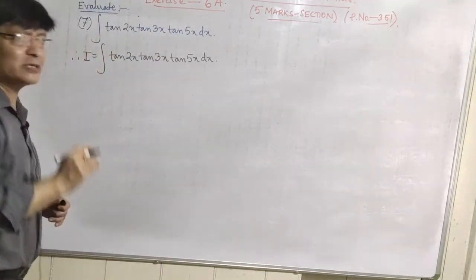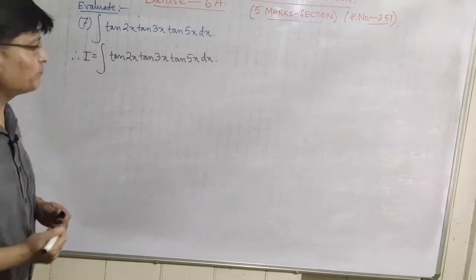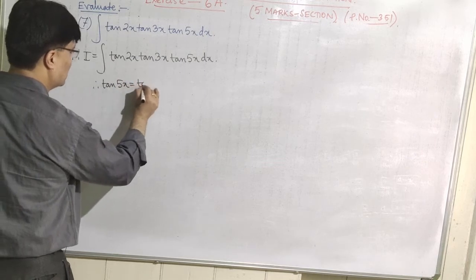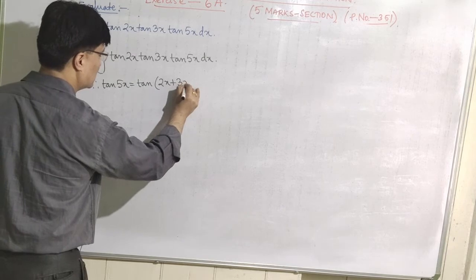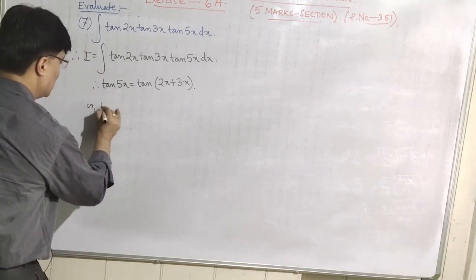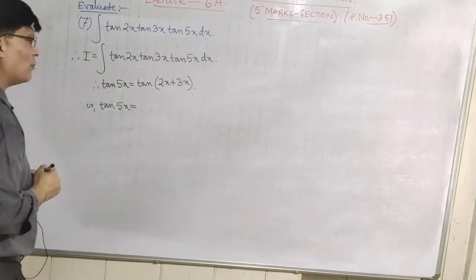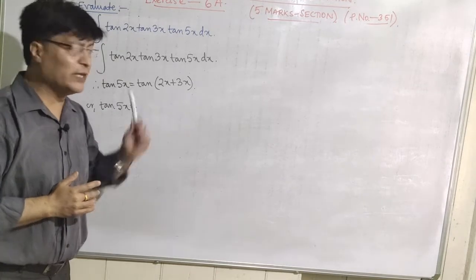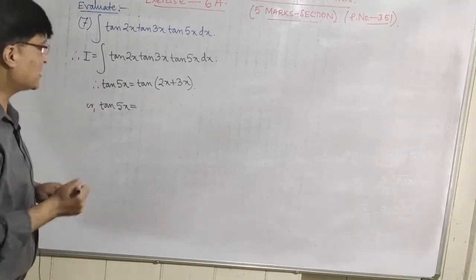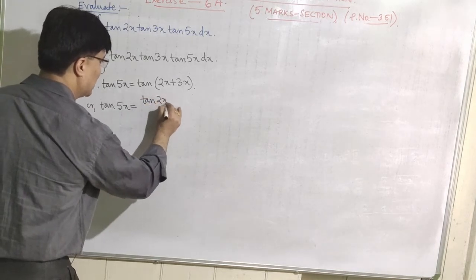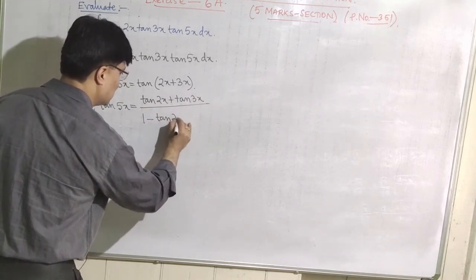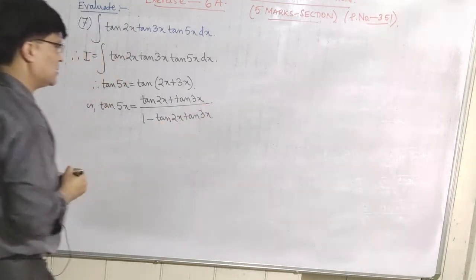So how will you convert this product into summation or difference? You know that tan 5x can be written as tan of 2x plus 3x, isn't it? That is, this 5x is written as 2x plus 3x. Next, tan 5x is equal to, what is the formula on the right hand side? You can use the formula of tan of a plus b here. You have done it in class 11 in the compound angle chapter. What is tan of a plus b? Tan a plus tan b divided by 1 minus tan a tan b.